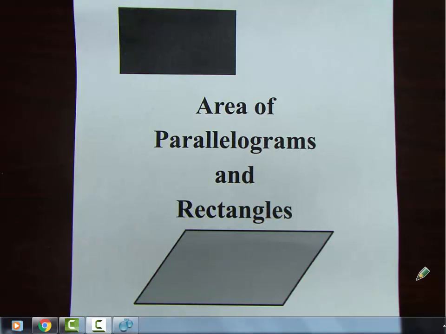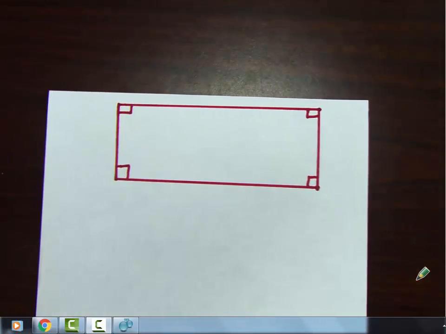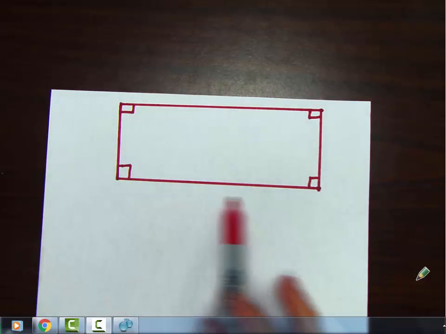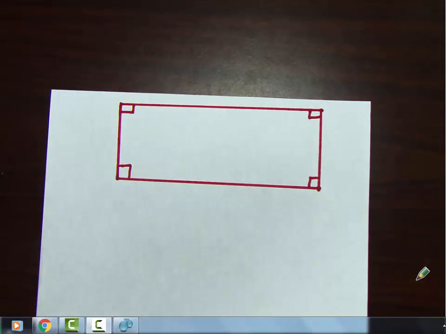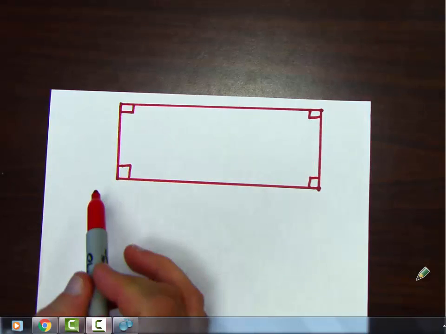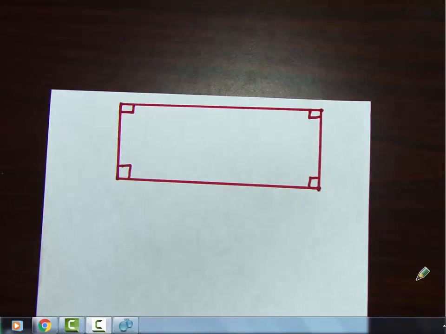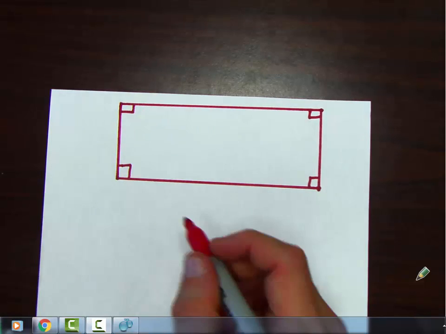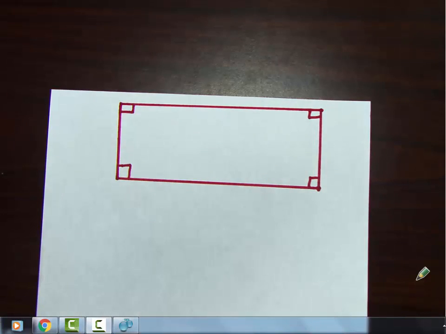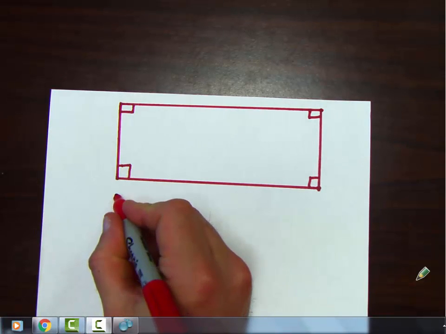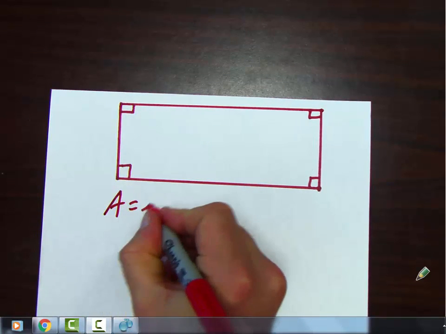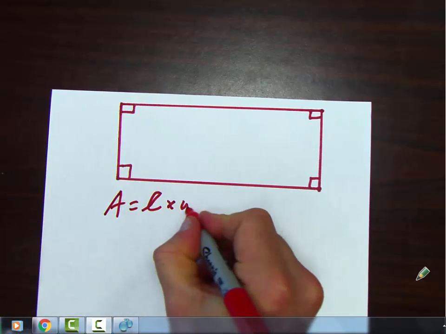The lesson today is on area of parallelograms and rectangles. First, we're going to look at rectangles. With a rectangle, we have a length and width, and it doesn't matter which side is which. If you call this length and this width, or this length and that width, we'll end up getting the same answer. So our formula for area of a rectangle is area equals length times width.